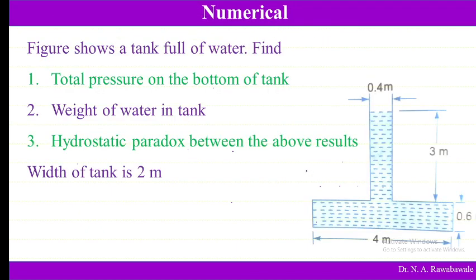Let us consider a tank as shown in the figure. The figure shows a tank full of water. The term water indicates that the density rho must be equal to 1000 kg per meter cube. Find the total pressure on the bottom of the tank and the weight of water in the tank, then the hydrostatic paradox between the above results. What is the hydrostatic paradox? It is the difference between the total pressure and the weight of water in the tank. So both are different, and the difference is known as the hydrostatic paradox between the above results.